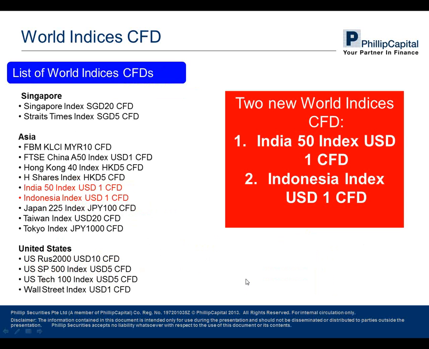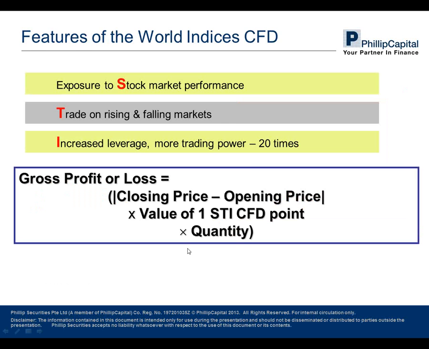Okay, so we now have 15 world indices CFDs for you to long and short. And we've added two new world indices recently, the India 50 Index and the Indonesia Index USD 1 CFD. We are very proud to have the China A50, the Hong Kong, and even the KLCI. So these are markets that used to be very closed off, but now you have an opportunity to take a view and diversify your portfolio even further.